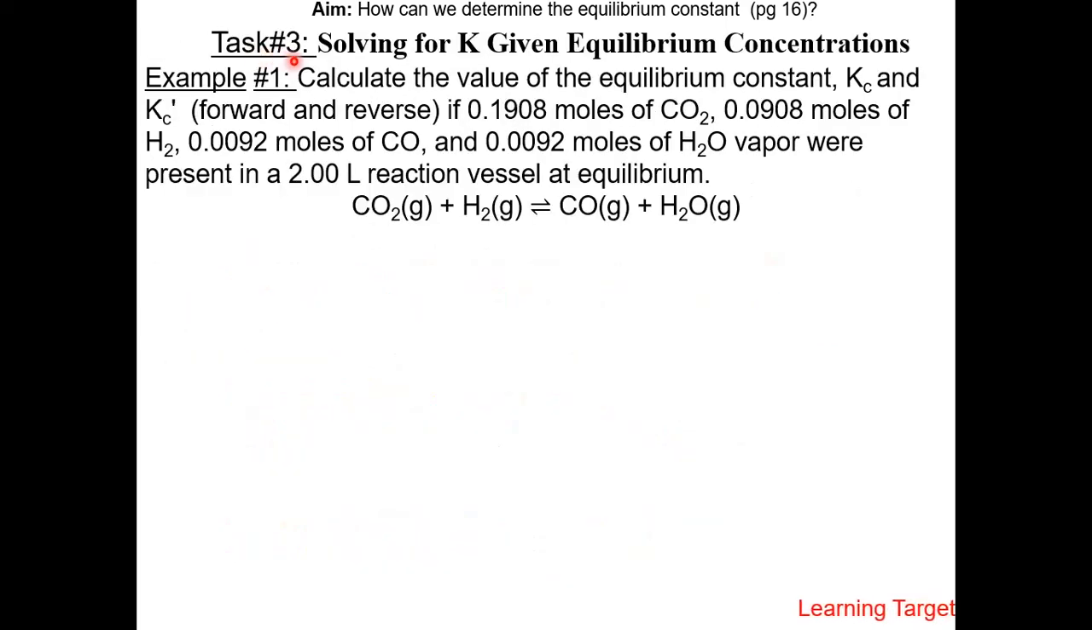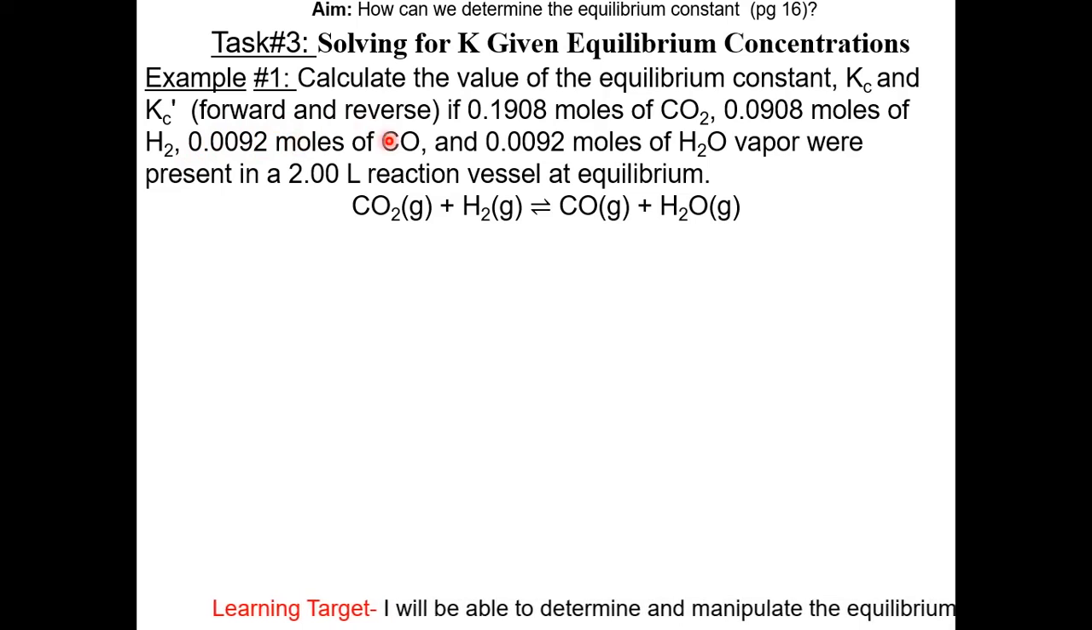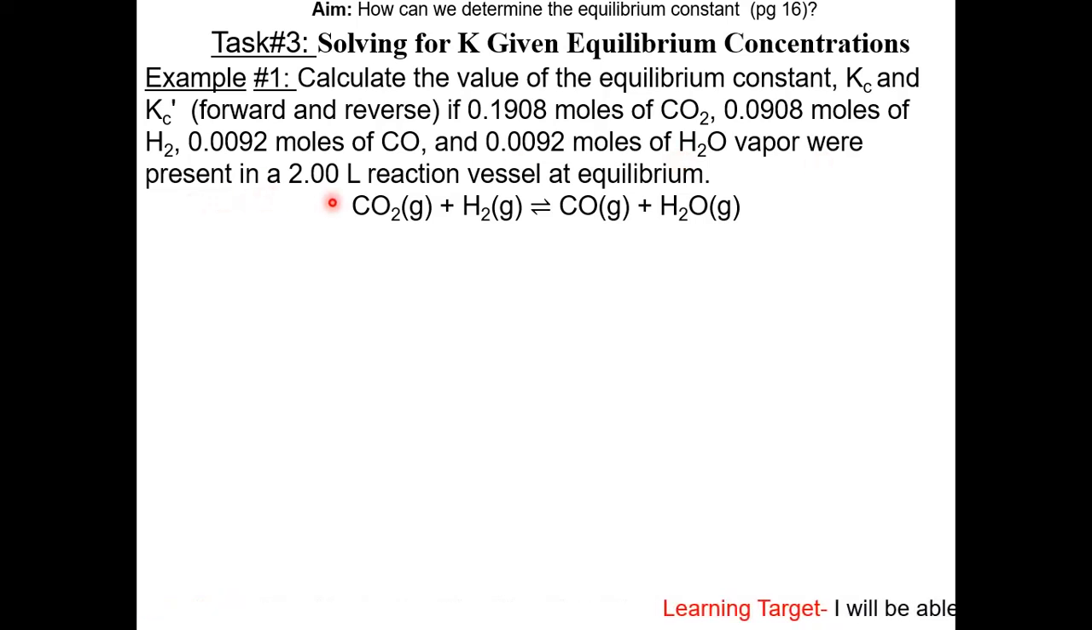In task 3, we'll be solving for K given the equilibrium concentration. Let's look at example 1. Calculate the value of the equilibrium constant K and K prime for the reverse if 0.1908 moles of CO2, 0.0908 moles of H2, 0.0092 moles of CO, and 0.0092 moles of H2O vapor were present in a 2-liter reaction vessel at equilibrium.